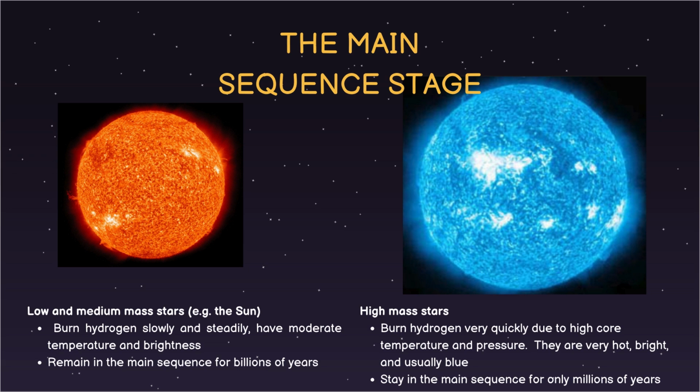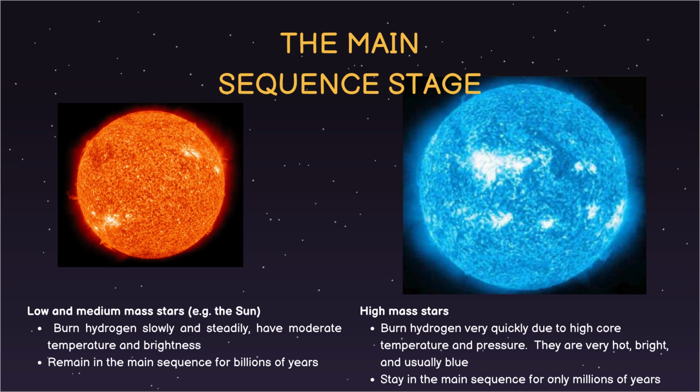Low and medium mass stars, such as the Sun, burn hydrogen slowly and steadily. They have moderate temperature and brightness, which allows them to remain stable. Because they use their fuel efficiently, these stars can stay in the main sequence for billions of years.